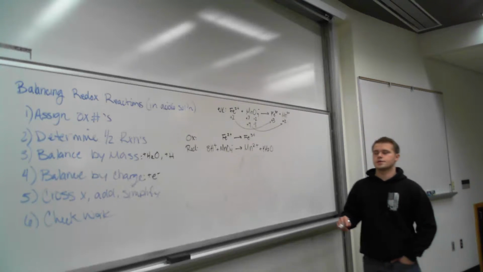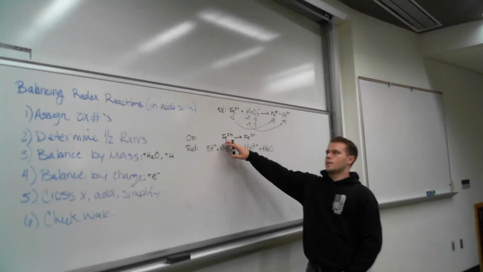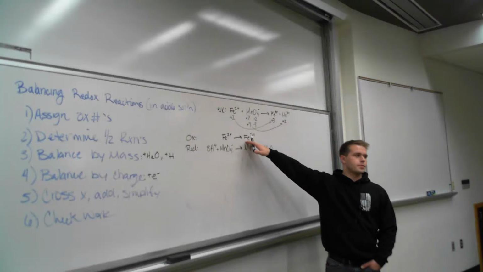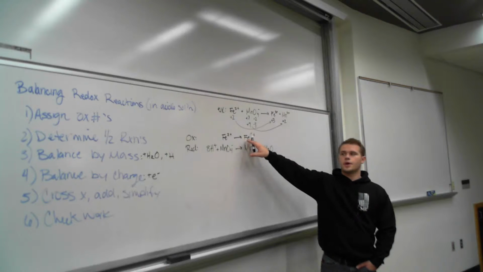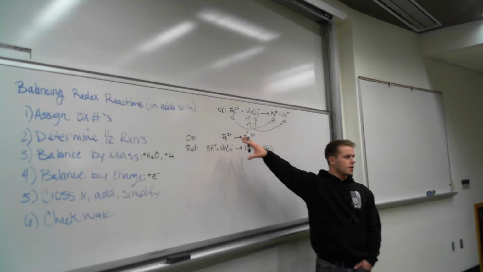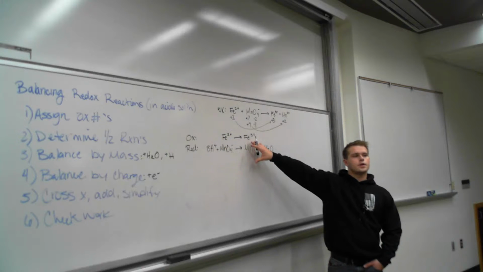So let's look at our oxidation half reaction. We go from Fe2+ to Fe3+. We're not balanced by charge right now, because if we add up all the charges over here, we get 2, and if we add up all the charges over here, we get 3. So what do you think we need to do to make sure we're balanced by charge?